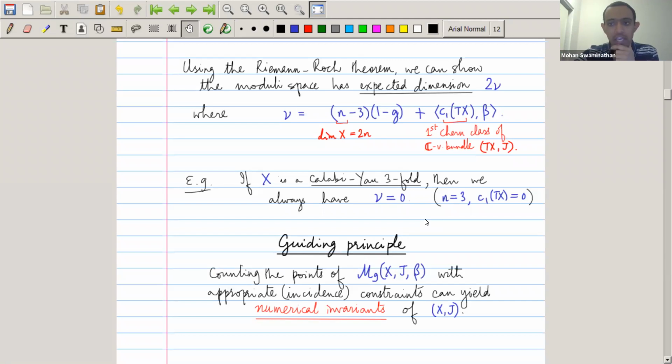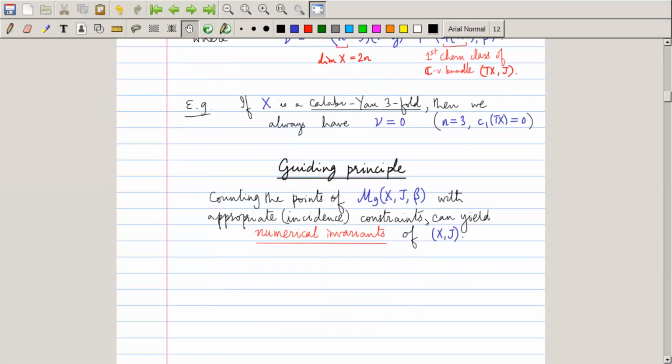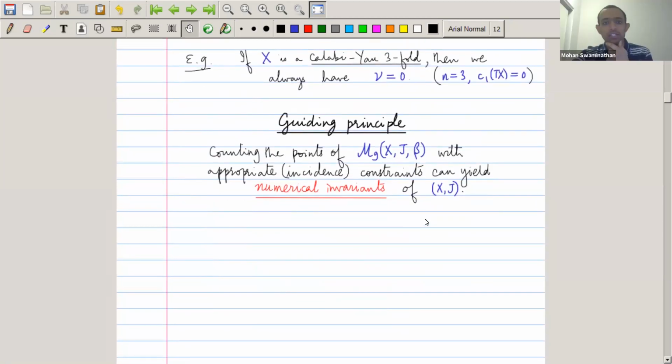Okay. Yeah. So this expected dimension is to be taken with a grain of salt, meaning that it does not necessarily tell us the dimension of the moduli space itself. So it just tells us what the dimension should be from the perspective of deformation theory. So in some sense, if everything were transversely cut out, then it would mean the moduli space is empty if nu is less than 0. Nice. Thanks. Yeah. Okay.